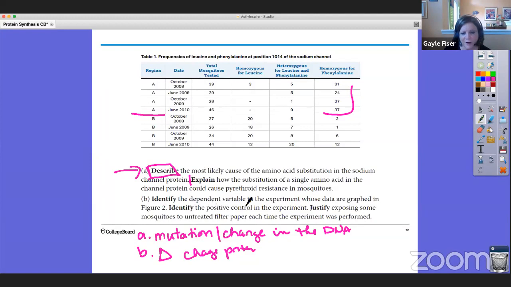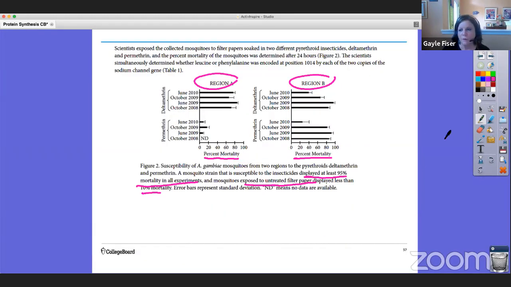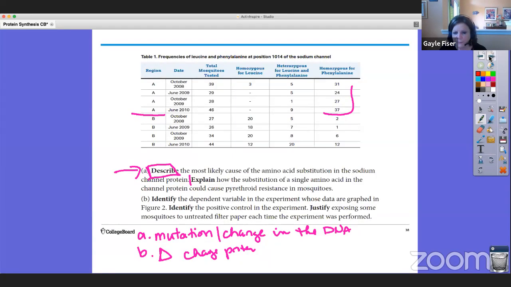Identify the dependent variable in the experiment whose data are graphed in figure 2. So let's go back to figure 2 and find the dependent variable. So let's get rid of some of all this. So what do you think is the dependent variable here? It should be here, but that's what we're changing. So this is kind of flipped, right? So here is our dependent variable, and this would be what we're changing. It's kind of flipped. All right, if we just stood it on its side, it would be fine.